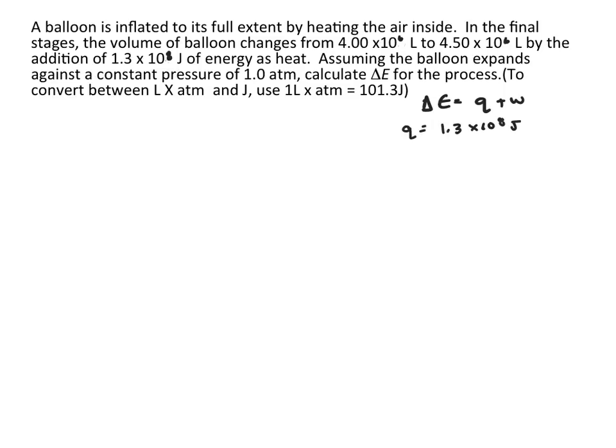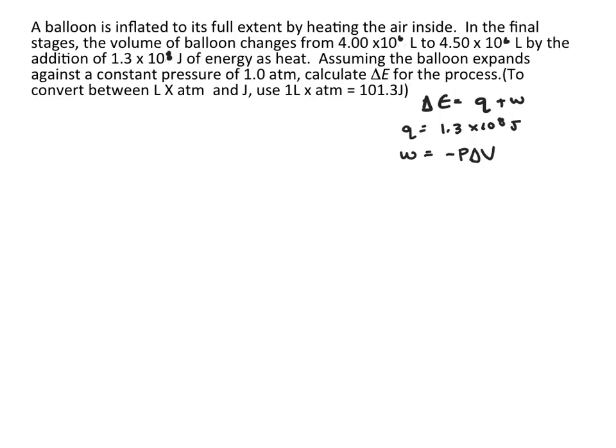Q is equal to 1.3 times 10 to the 8th joules. Notice I'm leaving the sign as positive. Why? Because Q has been added to the system because we are heating the system. And so the Q value needs to be positive. We now need to calculate W. Now W is going to need to be calculated using our pressure volume calculation. So we need to calculate our delta V in order to calculate W.